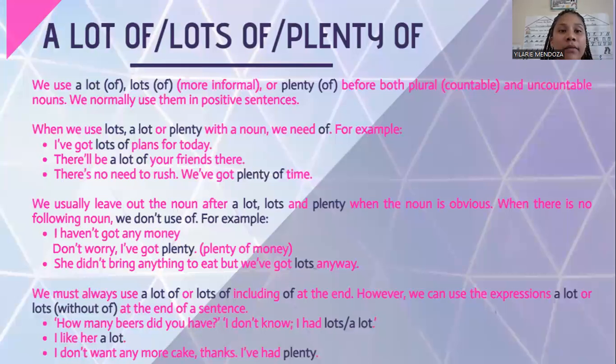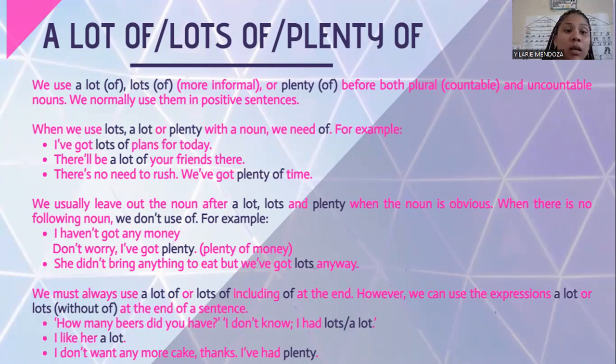A lot of, lots of, plenty of. We use a lot of, lots of, or plenty of before both plural countable and uncountable nouns. We normally use them in affirmative sentences. When you use a lot, lots, or plenty with a noun, we need of.